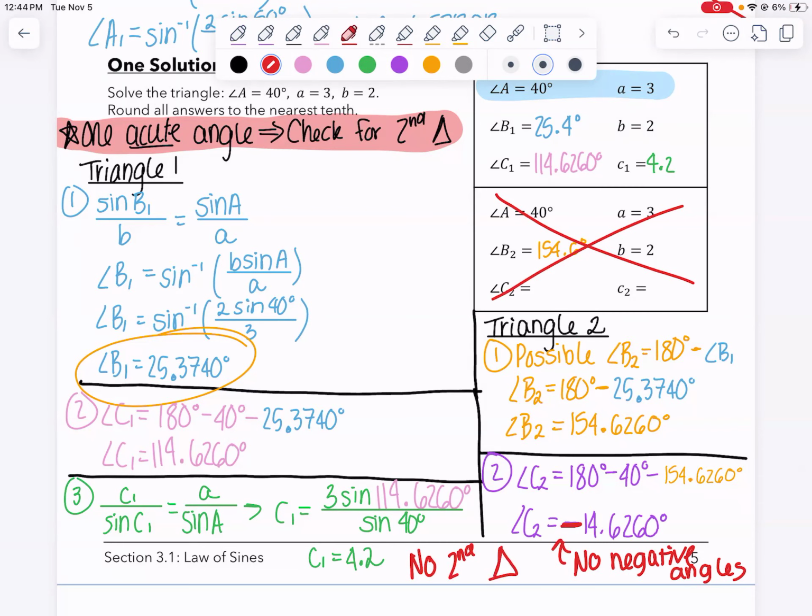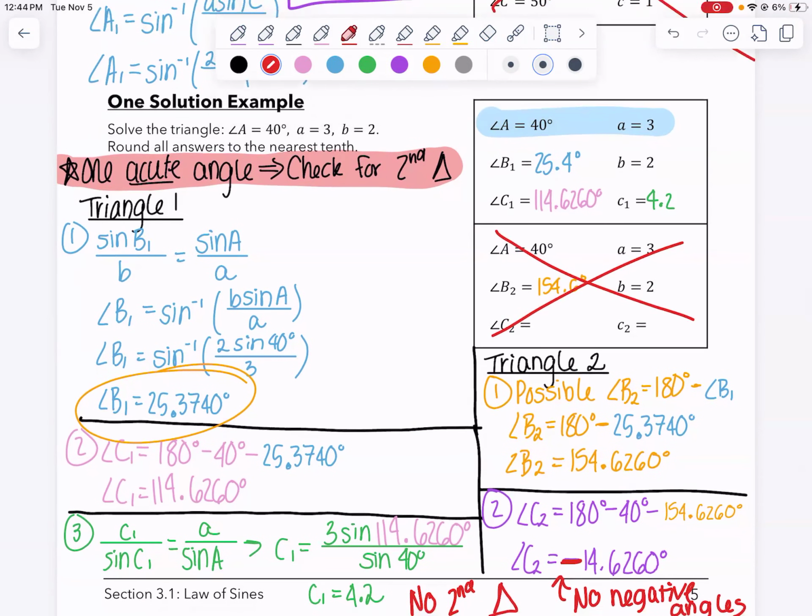Boom. So it's just that first solution. Oops, why did I put all these decimal points up here? Boom, this should be rounded.